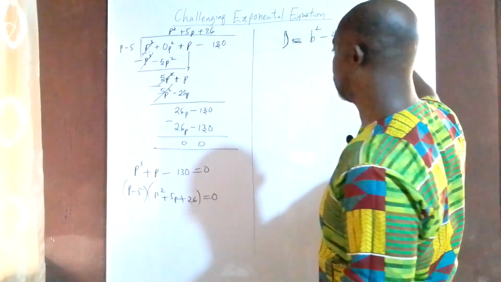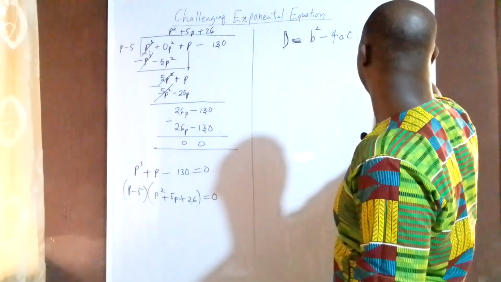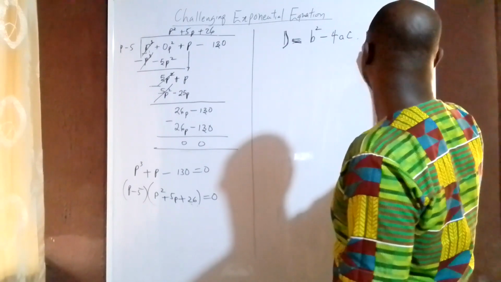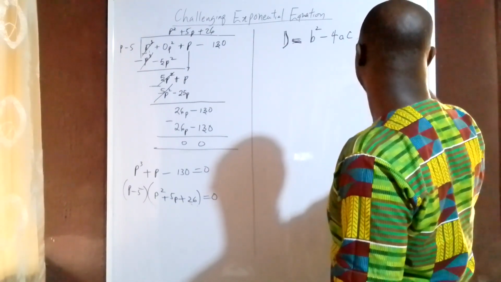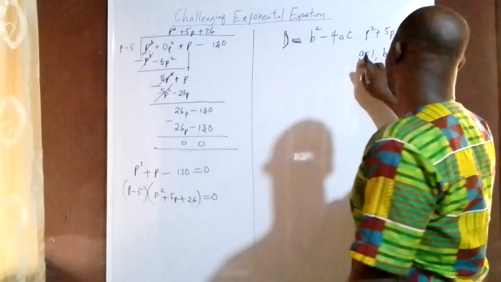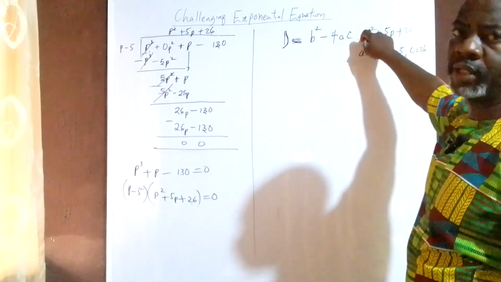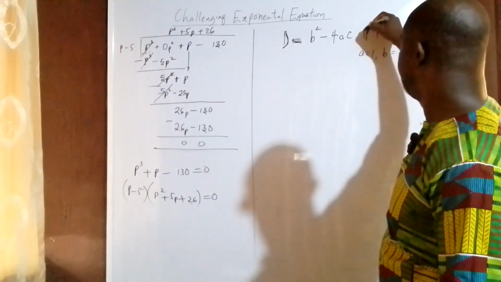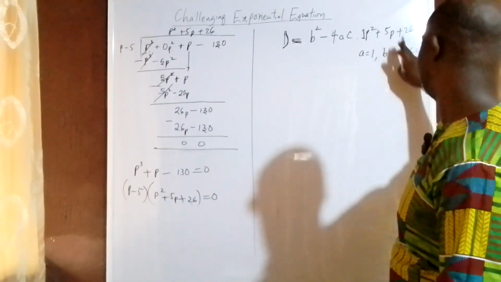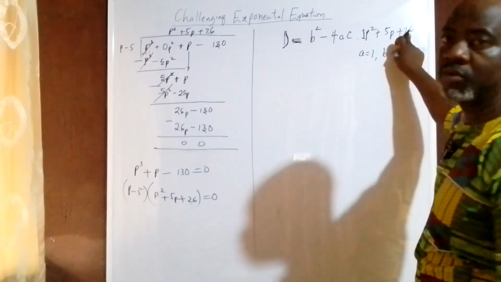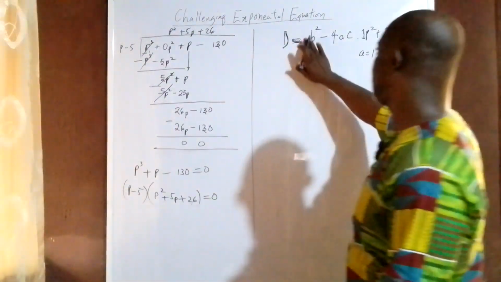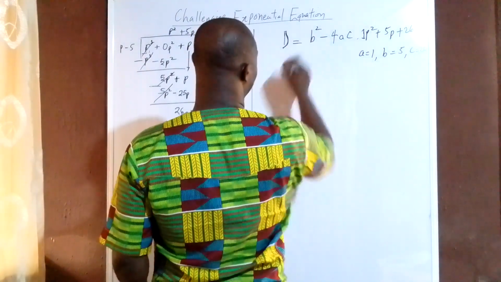So let's look at that quadratic: p squared plus 5p plus 26 equal to 0. The value of a will be 1, the value of b will be 5, and the value of c will be 26. A is the coefficient of p squared, which is 1. B is the coefficient of p, and c is the constant value. So let's plug this into the discriminant formula.